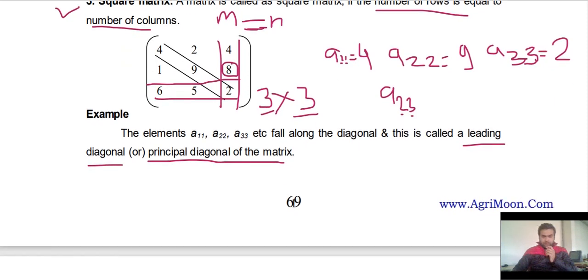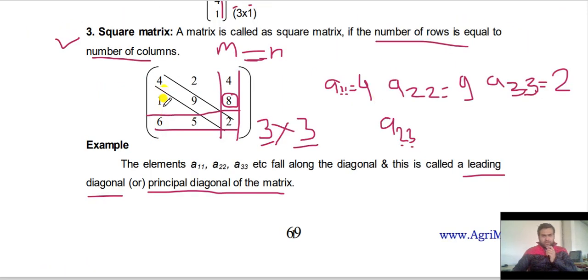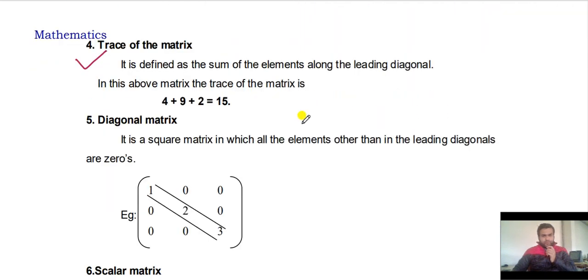Now we will go further, that is the trace of the matrix. The trace of the matrix is defined as the sum of the elements of the leading diagonal. In this leading diagonal there are only three numbers, 4, 9 and 2. Add these three numbers: 4 and 9, 13, and 2, 15. So 15 will be the trace of the matrix.